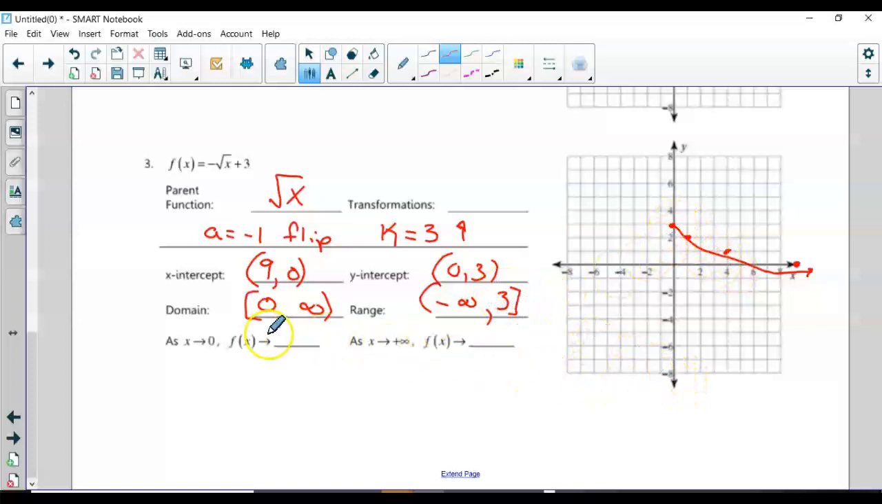So let's look at our end behavior. As we approach 0, the end of our graph here, the y is at 3. And then as we go off to infinity, this graph is going down. So we're going to negative infinity. Okay, so we have done a stretch, a flip, a shift up, not necessarily shift down, and shift right and left on the problem above. Okay, so those are square root graphs.